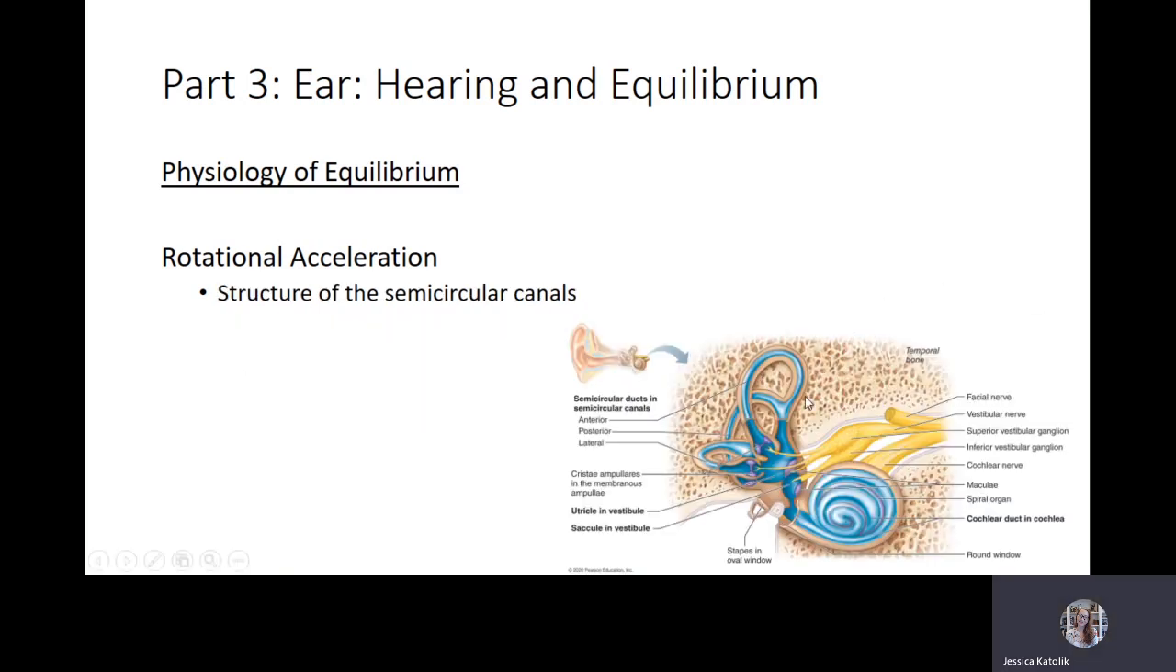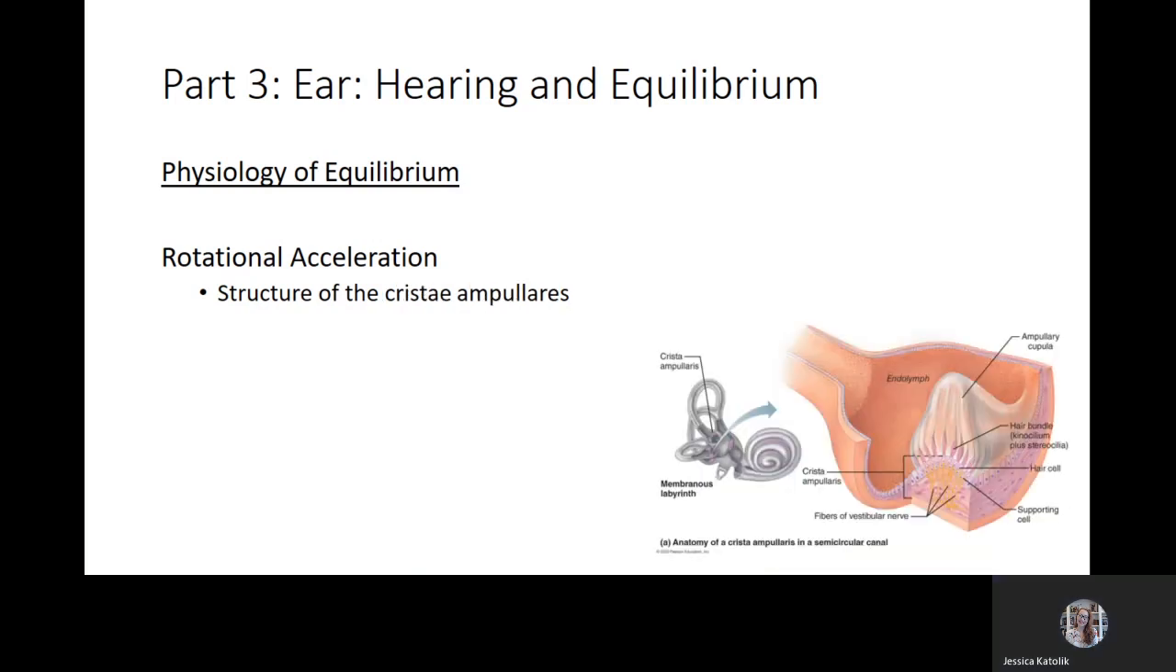So here I wanted to illustrate the semicircular canals. Here we have the anterior semicircular canal, the posterior semicircular canal, and the lateral semicircular canal. There will be a widened part of each semicircular canal called an ampulla, and within the ampulla there is going to be a special type of epithelium that will have those sensory hair receptors. This area is called the crista ampullaris, and it is composed of supporting cells and hair cells.